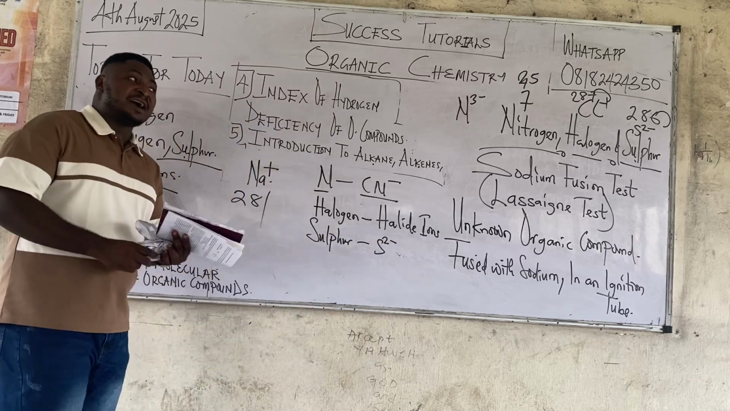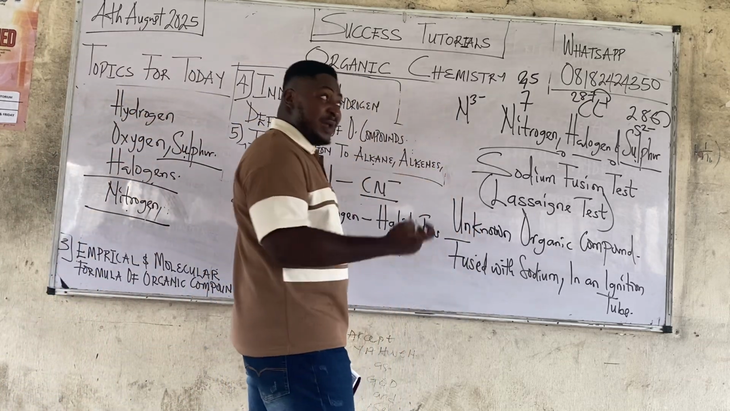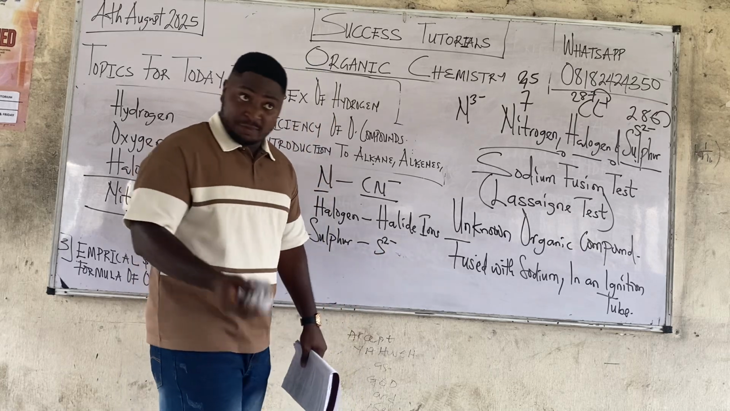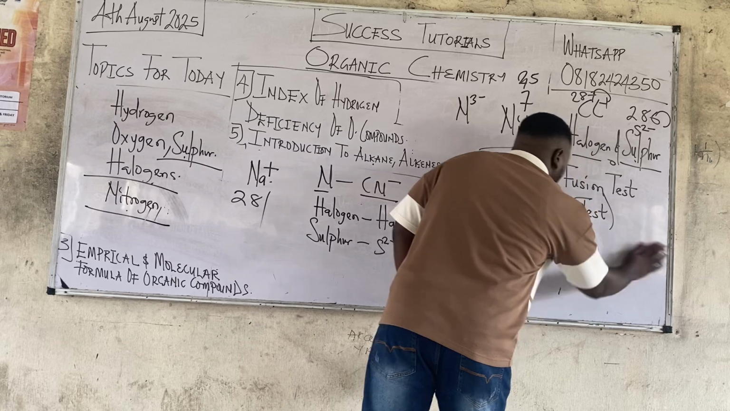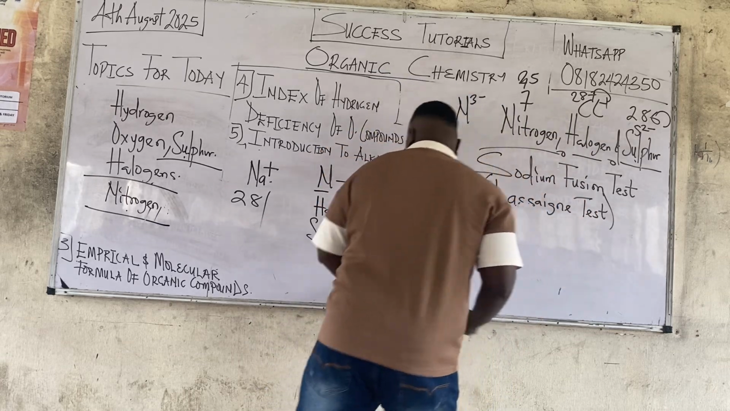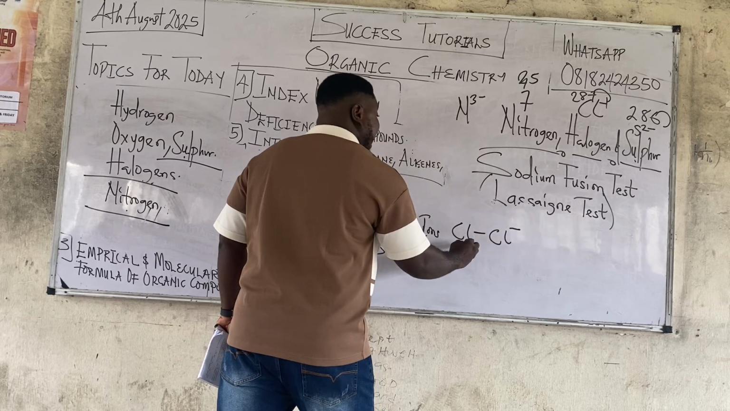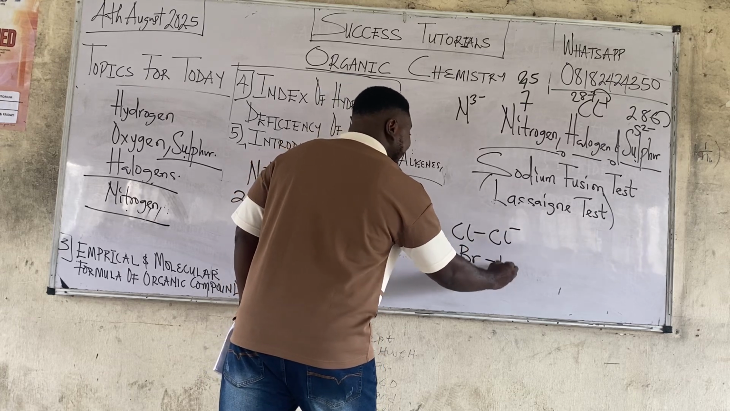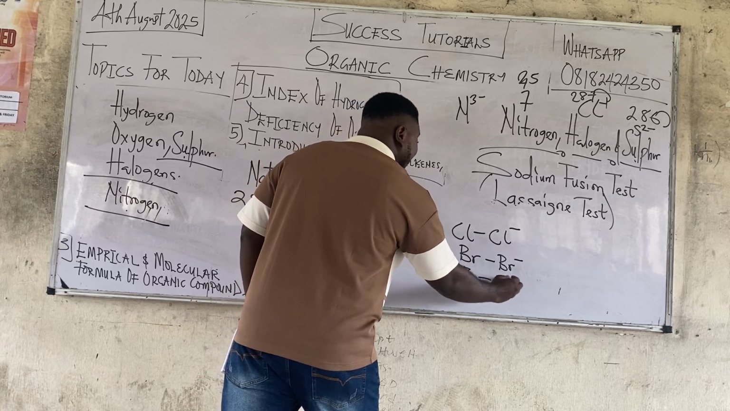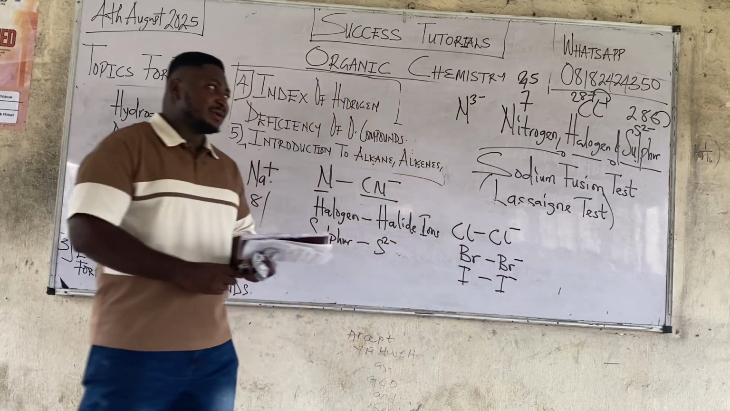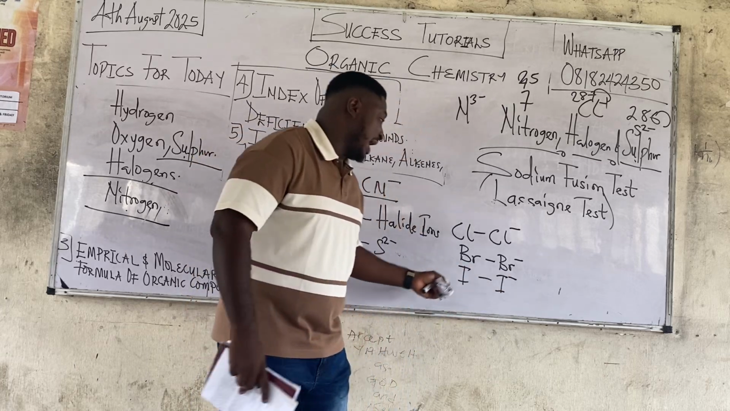Now when I say halogens are converted to respective halide ions, why I say respective, there is not only one halogen. We have chlorine, bromine, iodine. So if it's chlorine, it is converted to chloride ion. Bromine is converted to bromide. And iodine is converted to iodide ion, I minus. So Cl goes to Cl minus, Br goes to Br minus, I goes to I minus.